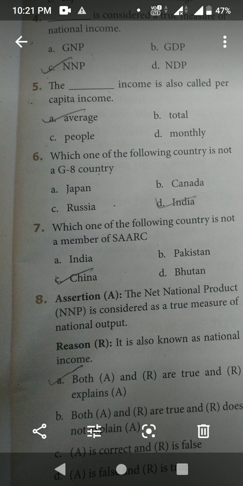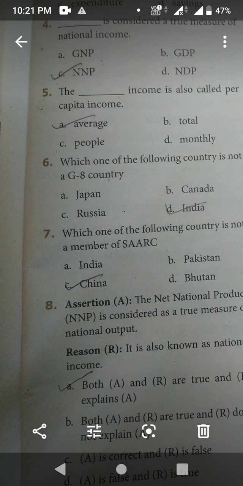Next, eighth one. Assertion A: The net national product is considered as a true measure of national output. Reason: it is also known as national income. Here, option A is the correct answer. Both A and R are true and R explains A.